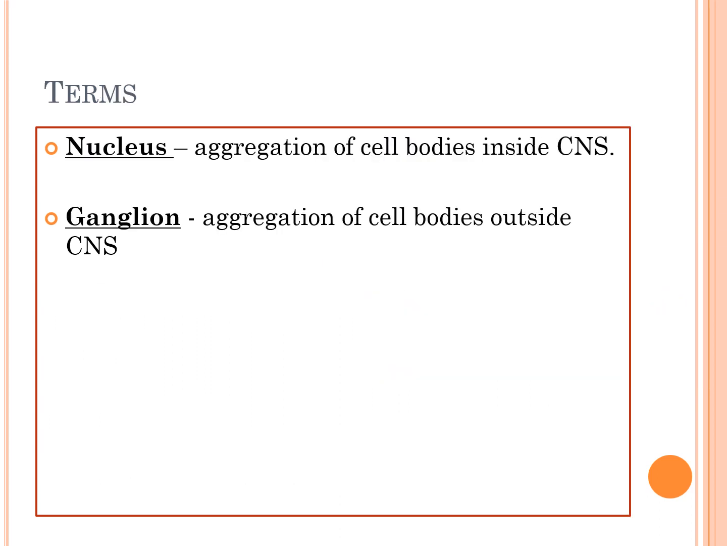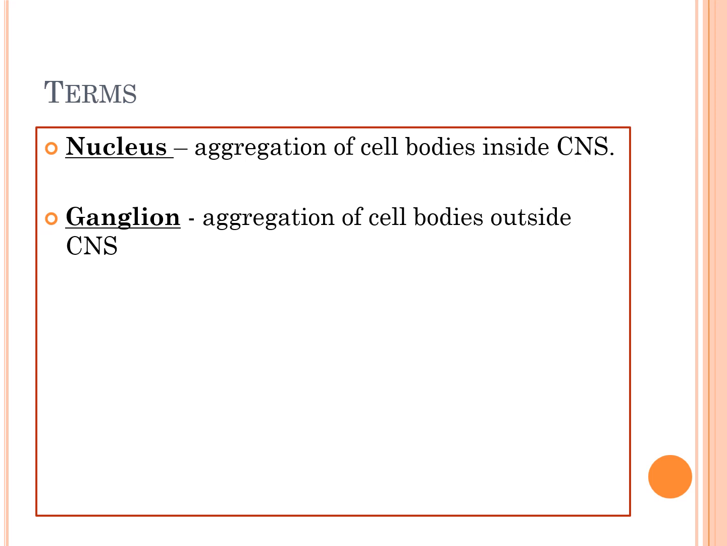Two important terms we must know are nucleus and ganglion. The collection of cell bodies within the central nervous system is called a nucleus, and the collection of cell bodies outside the central nervous system is called a ganglion. While studying the central nervous system, we are going to learn many nuclei. For example, I'll tell you one nucleus.